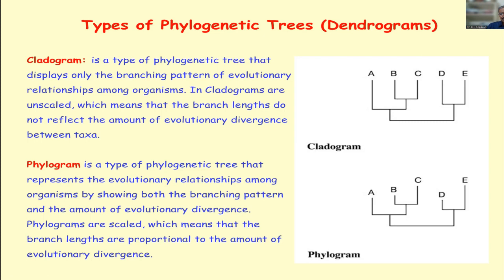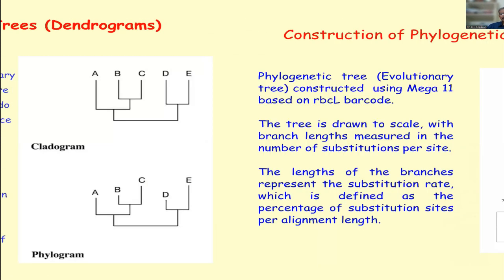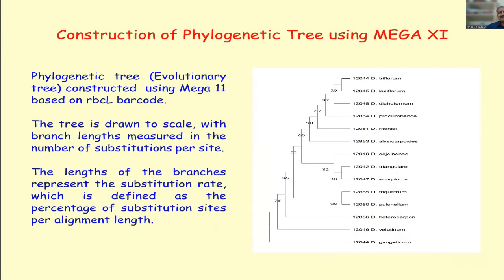So I hope you understood. Any doubts, you can ask me in between. Anyway, probably this is the last slide. Construction of phylogenetic tree using Mega11. So the 13 or 14 Desmodium species, the Rbcl barcode region has been fed into the computer. After feeding that, the phylogenetic tree, the evolutionary tree, is shown here.